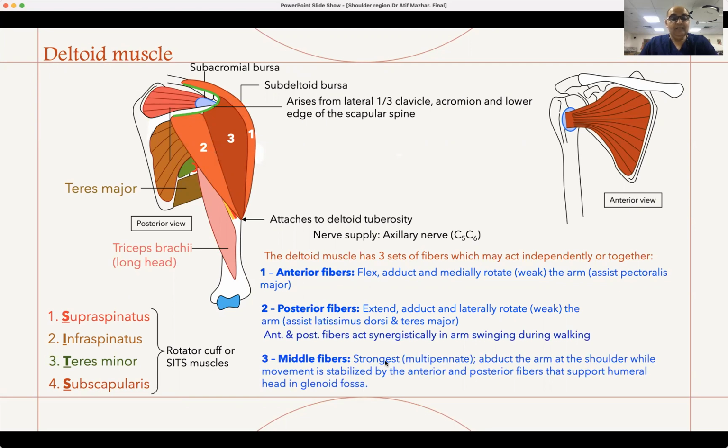And then we are coming to the middle fibers, and these middle fibers are the ones responsible for abduction at my shoulder joint from 30 degrees up till 90 degrees. Beyond 90 degrees, we have other stakeholders. Are we good so far?